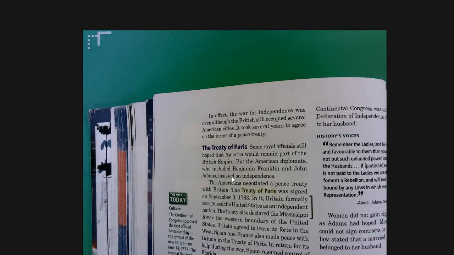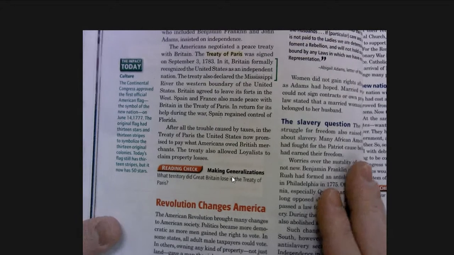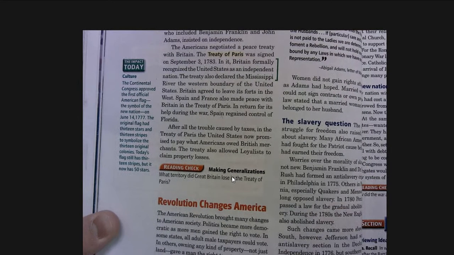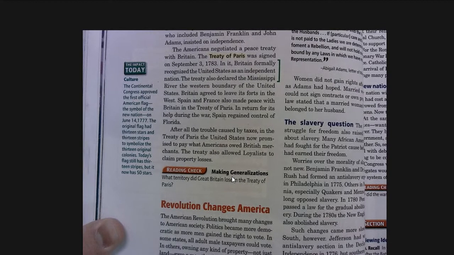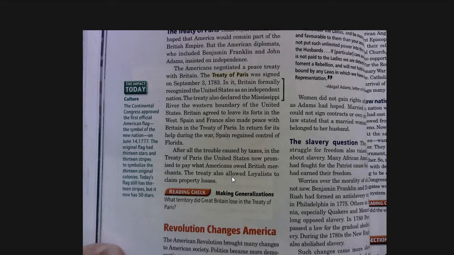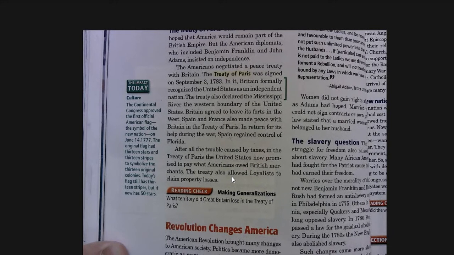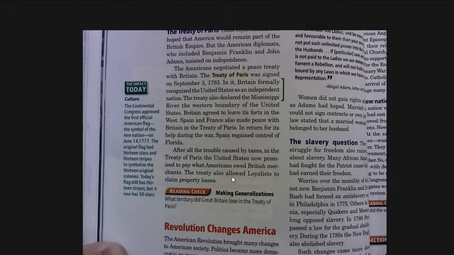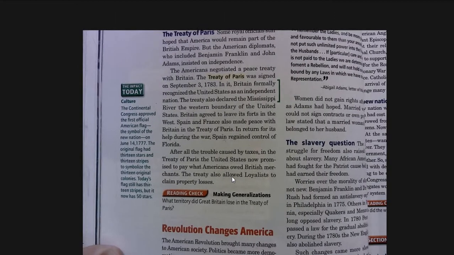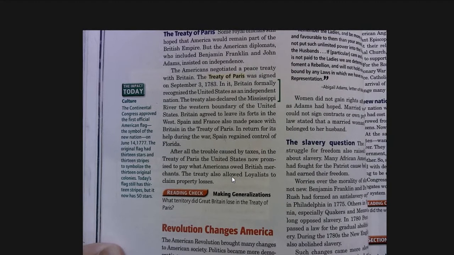Okay. So, some royal officials still hoped that America would remain part of the British Empire, but the American diplomats, who included Benjamin Franklin and John Adams, insisted on independence. The Americans negotiated a peace treaty. The Treaty of Paris was signed on September 3rd, 1783. In it, Britain formally recognized the United States as an independent nation. The treaty also declared the Mississippi River the western boundary of the United States.